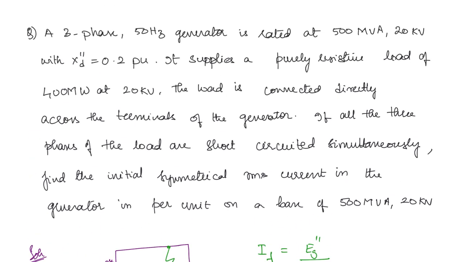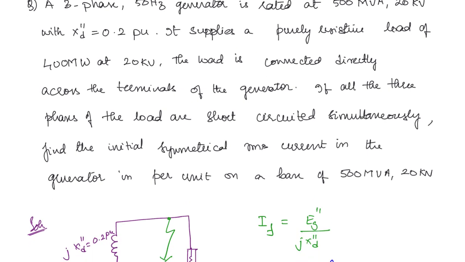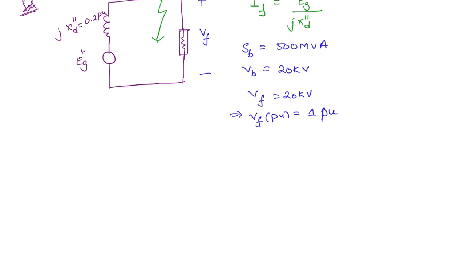and the base voltage is 20 kilovolt. It is also given that the resistive load is taking 400 megawatt power at 20 kilovolt, right? So this voltage here is the pre-fault voltage, which is given to be 20 kilovolt. That means what is the per unit value? This is going to be actual value by base value, so this is 1 per unit. We now need to find out EG" in per unit. So we will consider the pre-fault condition for that. That is how we find out EG".